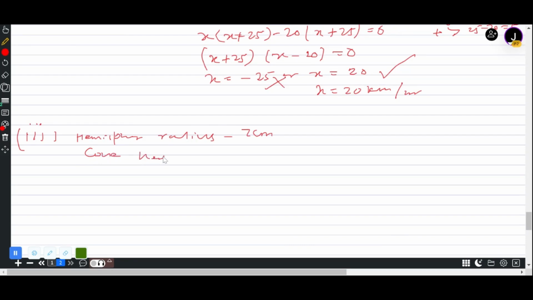And what is the volume of a hemisphere? Hemisphere is half of 4 by 3 pi r cube, that is 2 by 3 pi r cube. Okay. And the radius of the hemisphere is 7 centimeters. So it becomes 2 by 3 into pi into 7 whole cube. That is the volume of the hemispherical object.